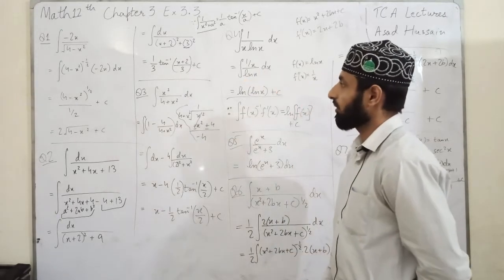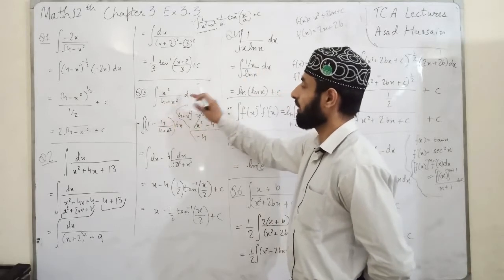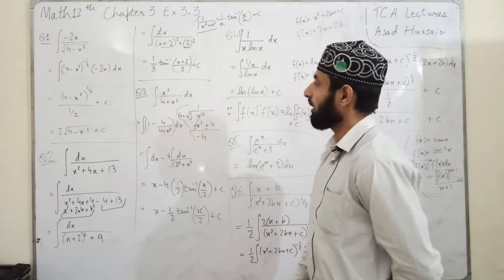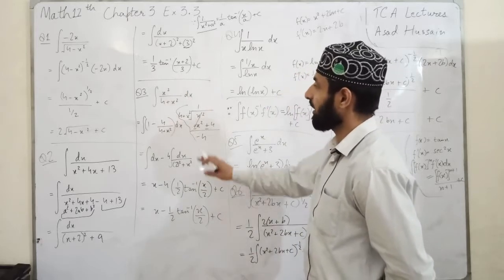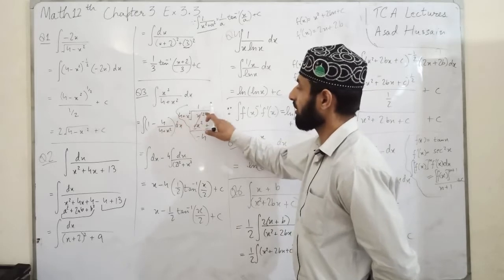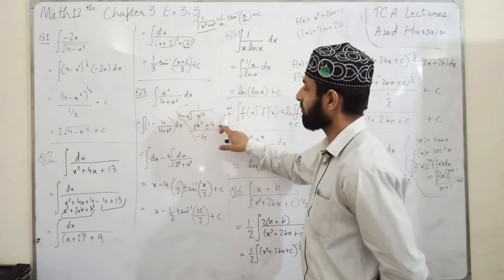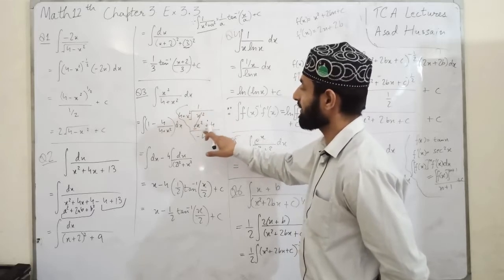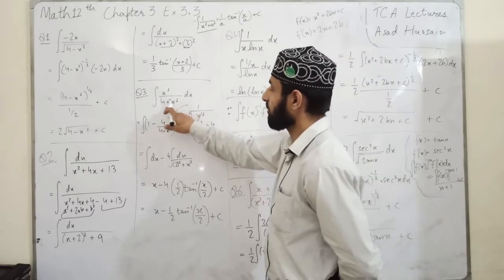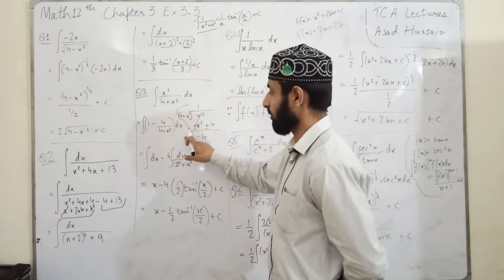Moving on to question number 3, which is integral x square over 4 plus x square dx. As this is an improper fraction, we will divide the numerator by the denominator. x square divided by x square is 1; 1 into x square plus 4 gives x square plus 4, the x square term will be cancelled, so the remaining term is negative 4. So, this fraction can also be written as 1 minus 4 over 4 plus x square.